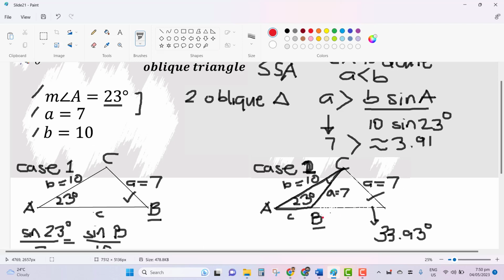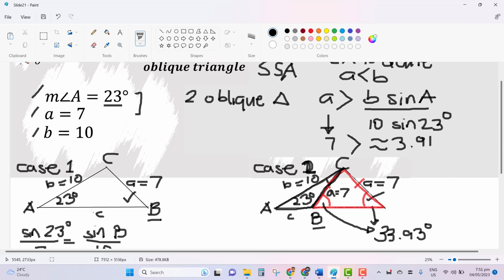I would like you to focus your attention on this triangle here, the residue of your case 2 after taking from your case 1. This triangle here, the red one, is an isosceles triangle because this measurement is 7, which is also the same as this measurement. What we can say about an isosceles triangle is related to the base angles: they are equal or congruent. This means this angle also measures 33.93 degrees.